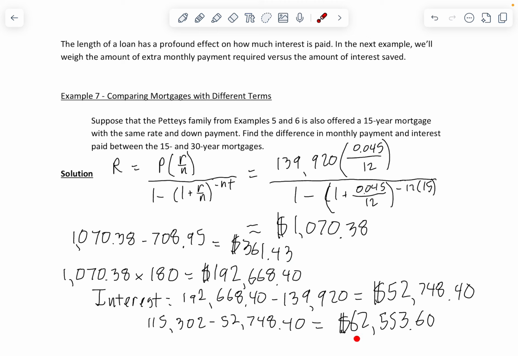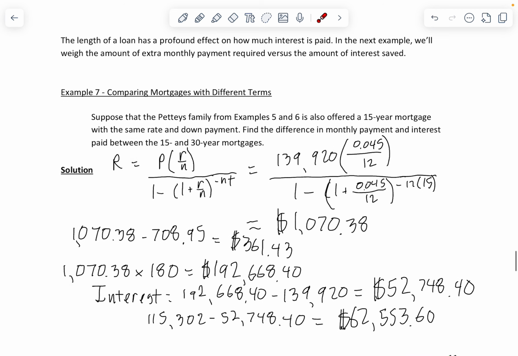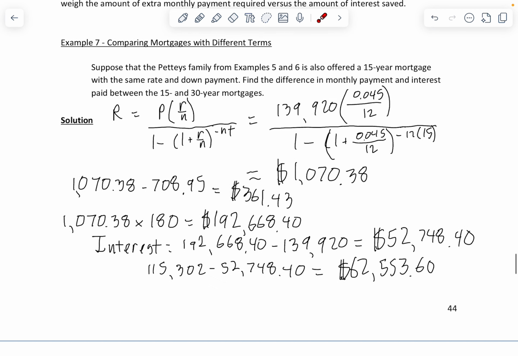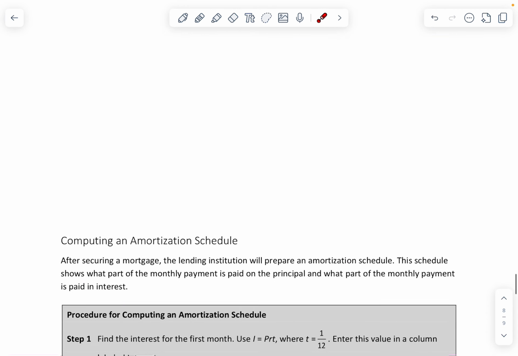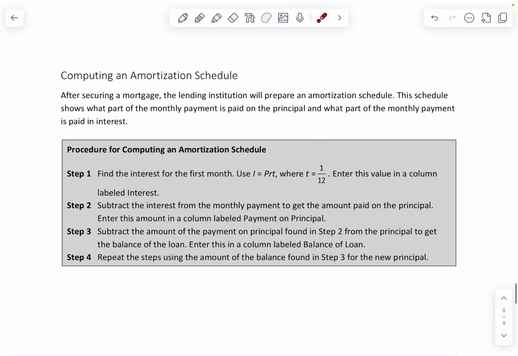So if they take the 15-year loan, they are paying about $360 a month more every month. But in the long run, they will save over $60,000 in interest, which is a big savings. So if they can afford the extra monthly payment, it makes a lot of sense to try to pay it off early.